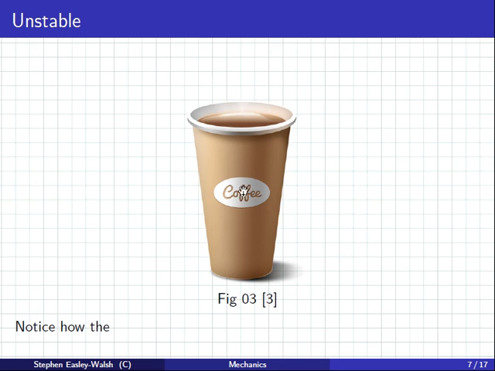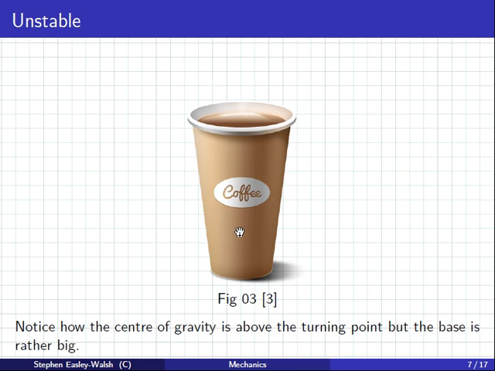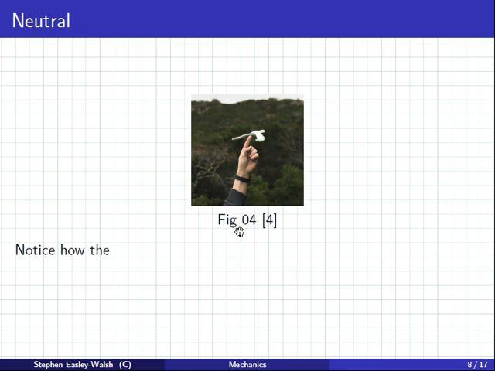This situation here is just unstable. Again, the center of gravity is high up, isn't it? But the base is kind of big. So, yeah, I could knock it over, but it's not very easy, right? But it's still unstable. Notice how the center of gravity is above the turning point. So it turns here. And the base is kind of big, so it could fall.